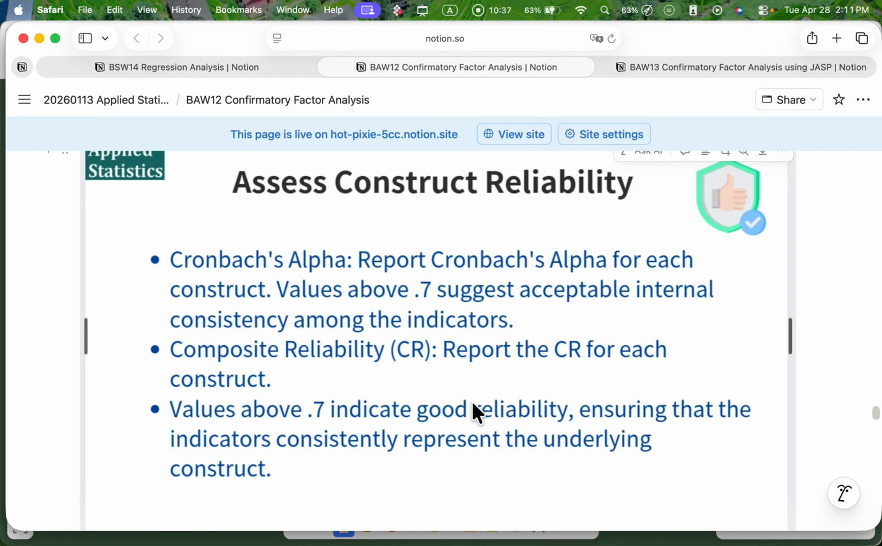We use no hypothesis? No. We have introduced many indexes, not only chi-square. Chi-square is very sensitive to the sample size, so I introduced more about that. I introduced GFI. The value has to be above what number? GFI has to be above what value?